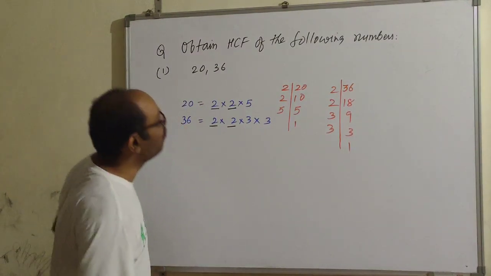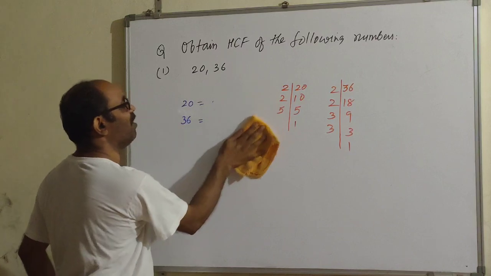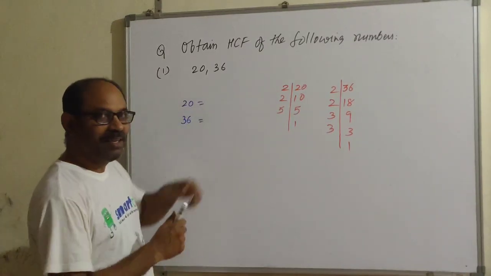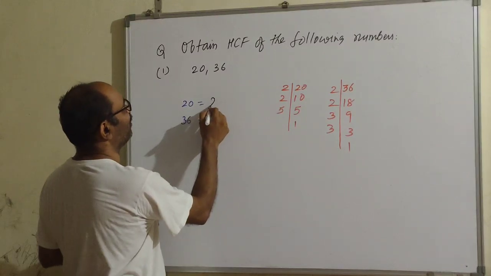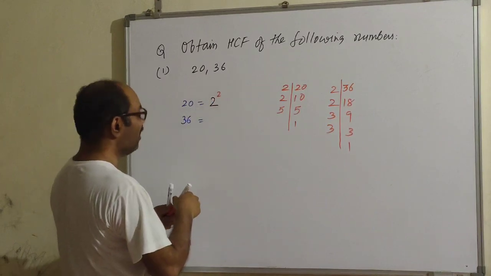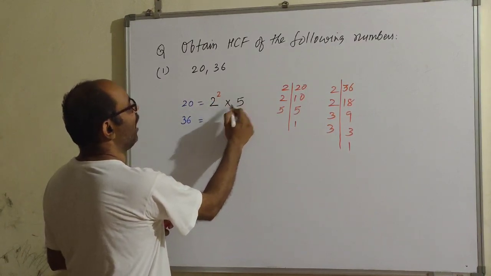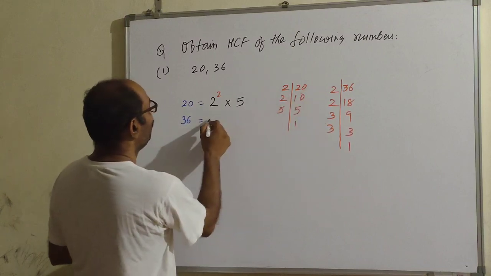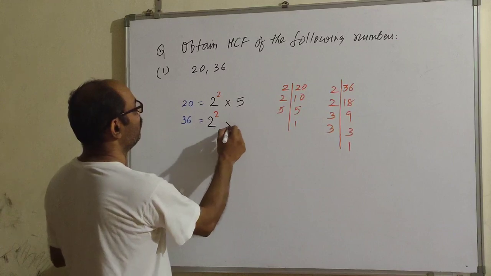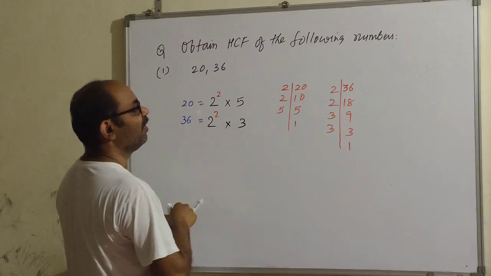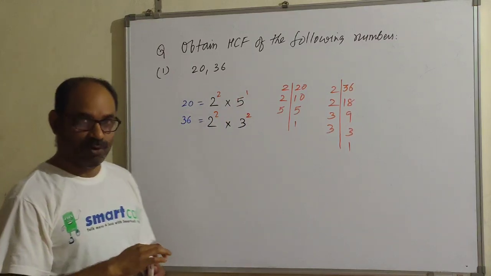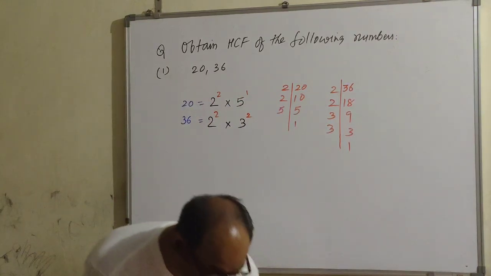See, I won't write this lengthy form. Now you have learned how to brief it. 2 is multiplied with itself 2 times, so I am writing 2 square into 5. Correct? Here 2 square into 3 square. Here you may write 1 if you want. Even if you don't write it, it is understood. Correct?